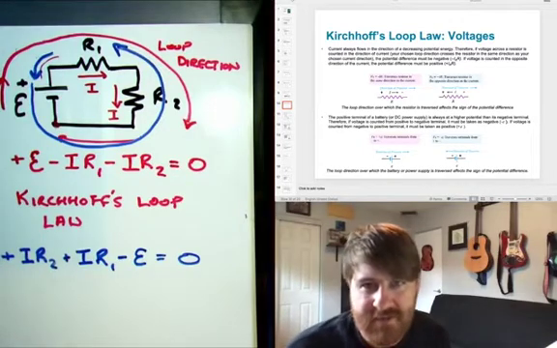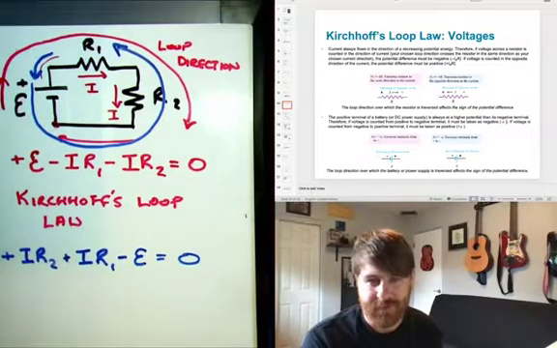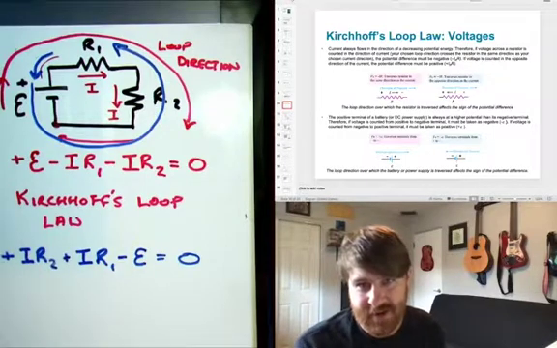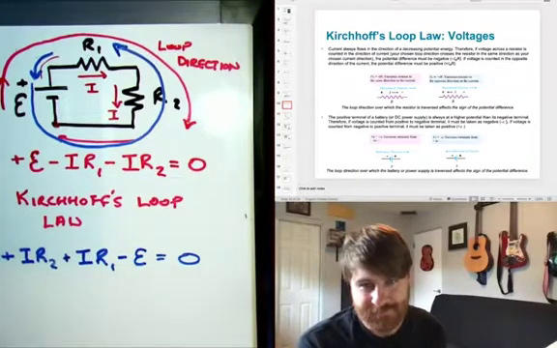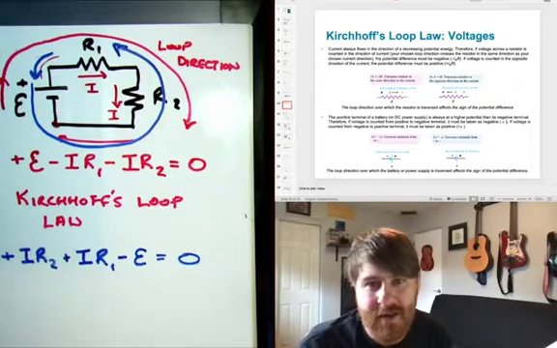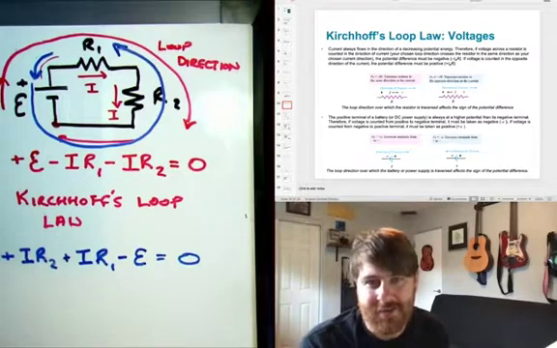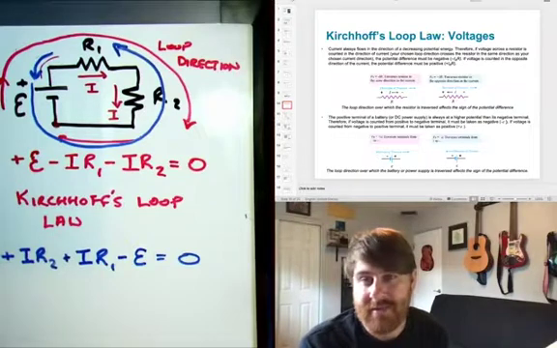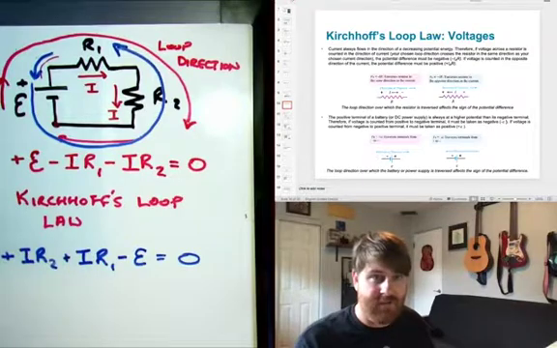So the rules are this. If you go across a resistor in the same direction as the current, then that's considered a drop in potential. And if you go across a resistor in the opposite direction of the current, that's considered a gain in potential. Now, if I go across an ideal battery or a source of EMF in the direction from negative to positive, that's considered a gain in potential. And if my loop direction takes me across the battery from positive to negative, then I have to call that a drop in potential, like I have here.